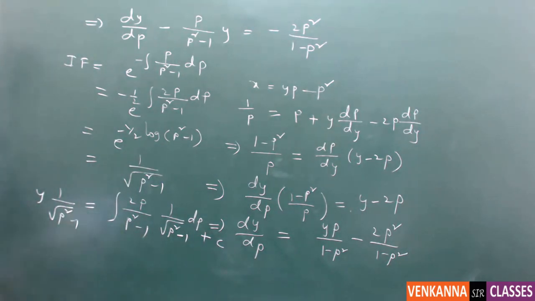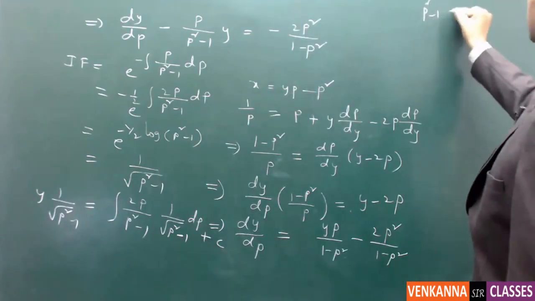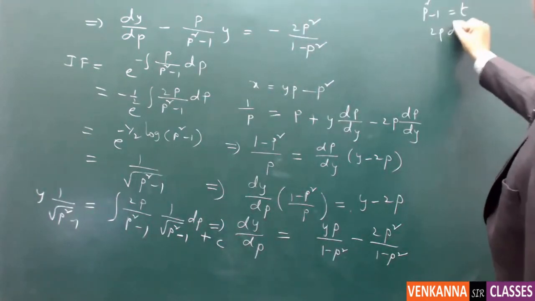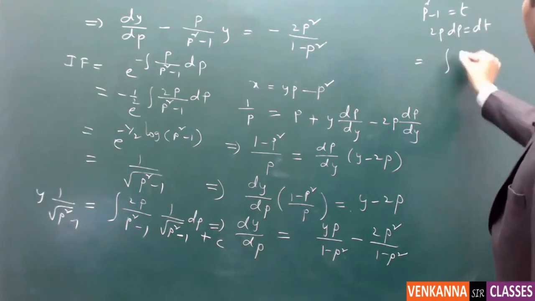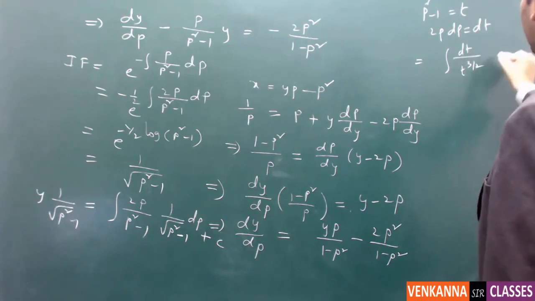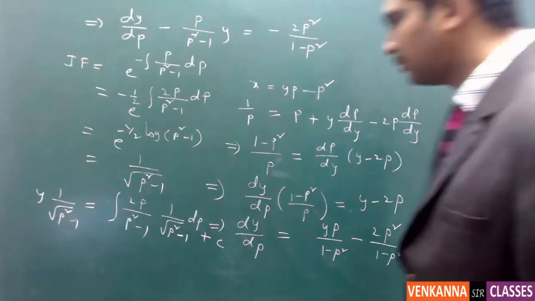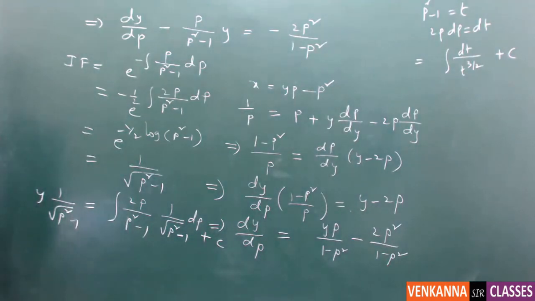Now, how to evaluate this? You take p square minus 1 equal to t. Then you have 2p dp is equal to dt. So this is nothing but integral dt by t power 3 by 2 plus c. Accepted? Yes or no? Any questions?